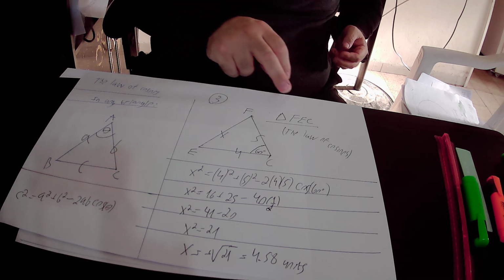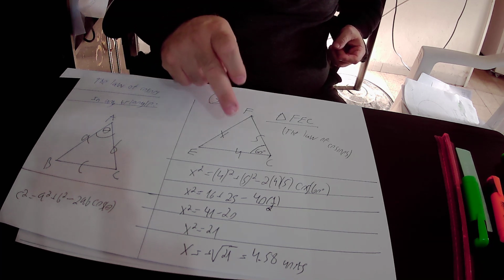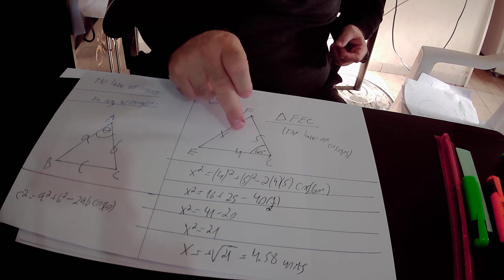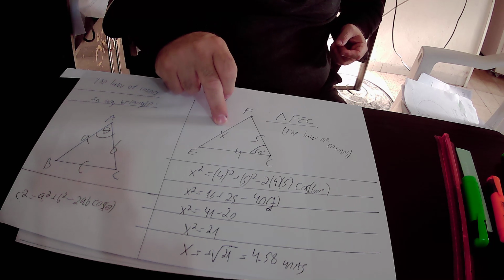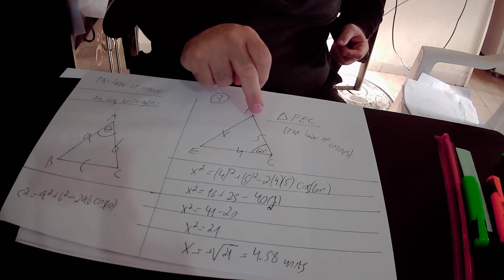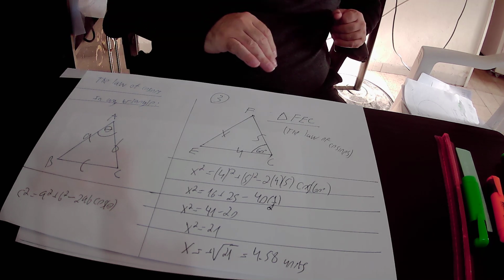So in this triangle EFC, according to the law of cosines, we get that X squared equals 4 squared plus 5 squared minus 2 times 4 times 5 times cosine 60 degrees. I repeat again, X squared equals 4 squared plus 5 squared minus 2 times 4 times 5 times cosine 60 degrees according to the law of cosines.